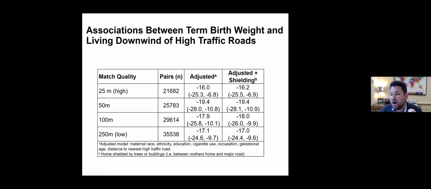We also put a lot of effort into creating shielding variables. So, are there trees or buildings between where a mother lives and the nearest major road? We see those really didn't make an influence at all in our models, which was interesting. So this is very promising, I think, as a variable where, especially for traffic air pollution, when we're really concerned about this confounding factor, we can start to use wind to get around this issue.